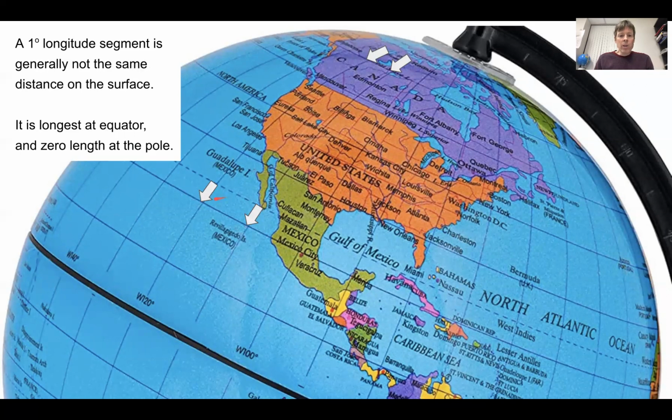A 1-degree longitude segment, or say, a 10-degree segment, is not the same distance on the surface. It's longest at the equator right here, this 10-degree distance, and it's 0 at the pole. So here's one segment here. As you go up toward the poles, they get smaller and smaller until they all collapse on each other. So longitude is kind of a tricky way to measure distances, and that's why latitude is a good one for getting a quick idea of a scale on a map.